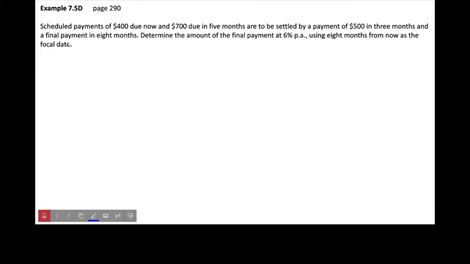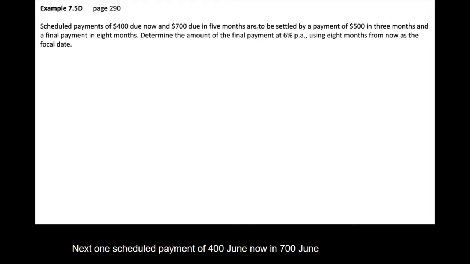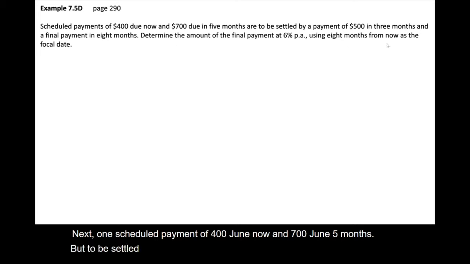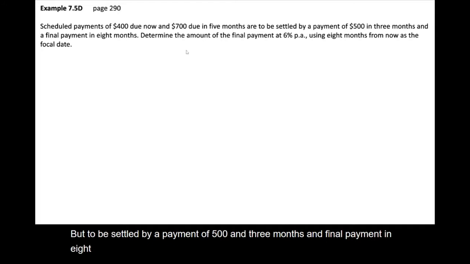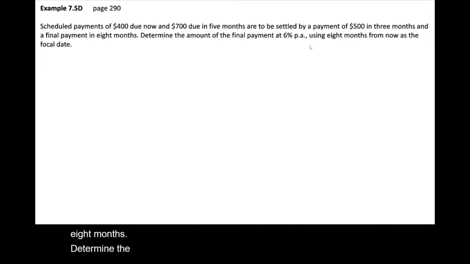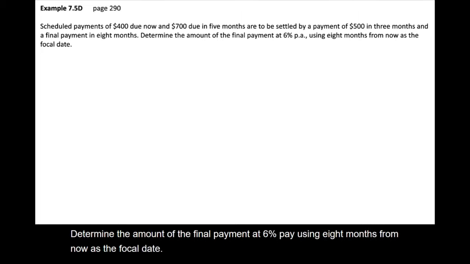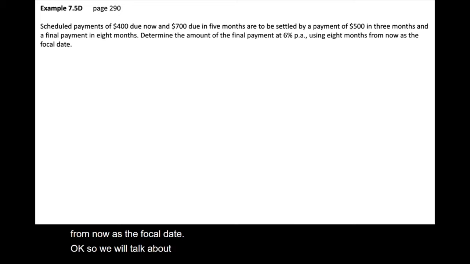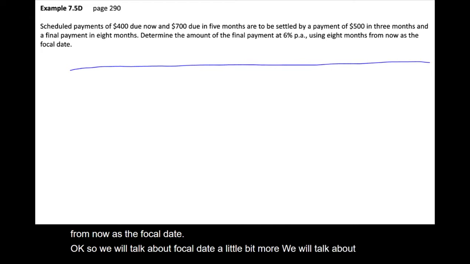Next one. A scheduled payment of 400 due now and 700 due in 5 months are to be settled by a payment of 500 in 3 months and a final payment in 8 months. Determine the amount of the final payment at 6% per annum using 8 months from now as the focal date. Okay, so we will talk about focal date a little bit more. We will talk about agreements. So let's put values first.